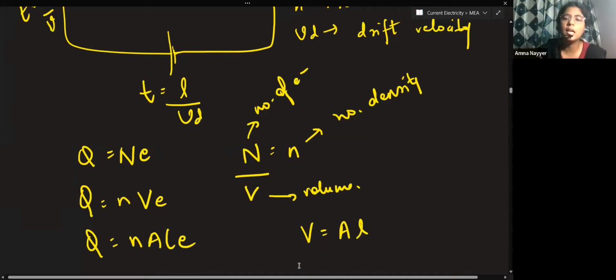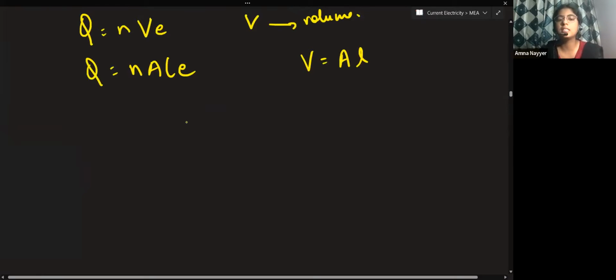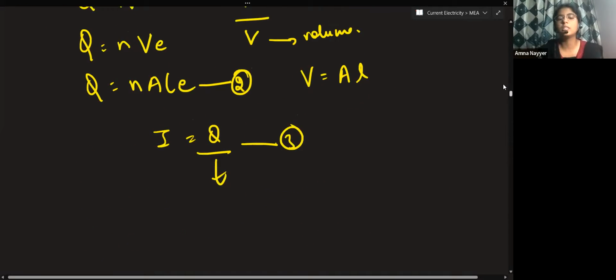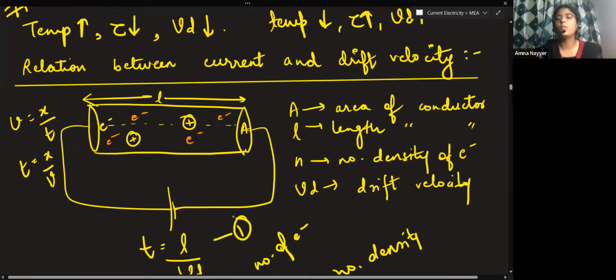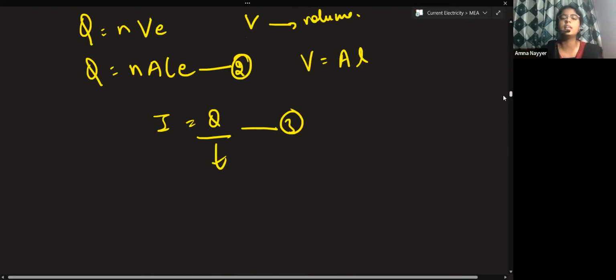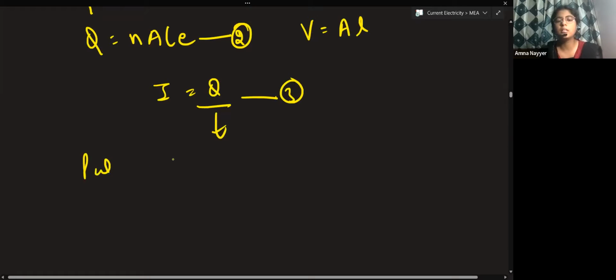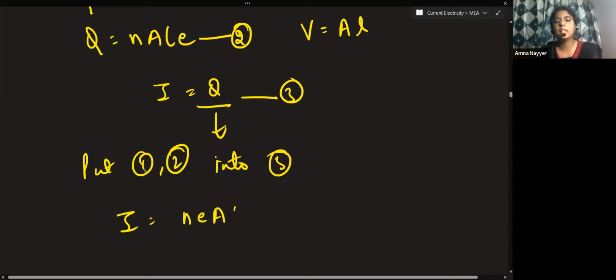So we have electric charge. Now let's write the formula of current. Current is charge divided by time. You have the value of charge. Let's say this is the second equation, this is the third equation, and this was the first equation. So put 1, 2 into 3, the value of time and value of charge in the formula for current. So current becomes charge, which is NEAL, and time was L divided by VD.